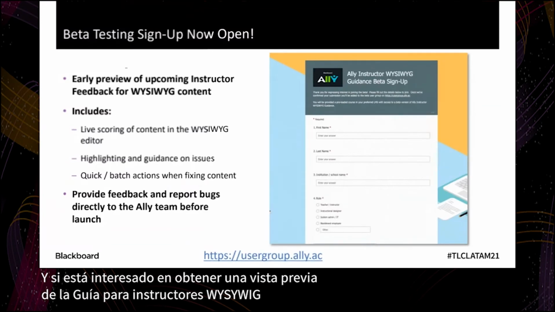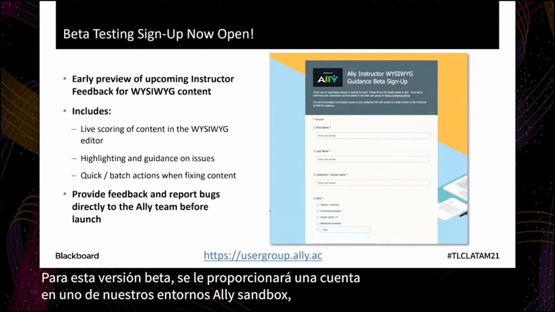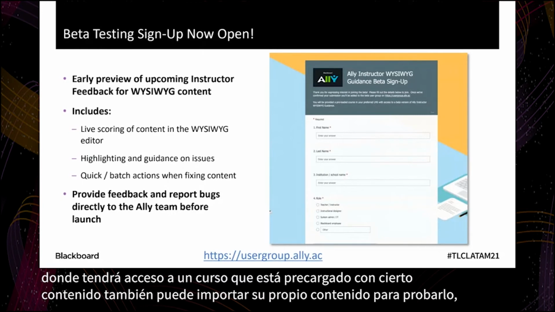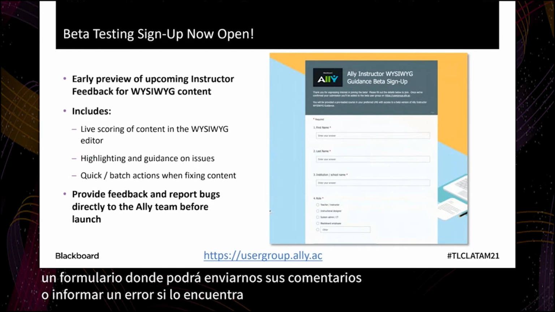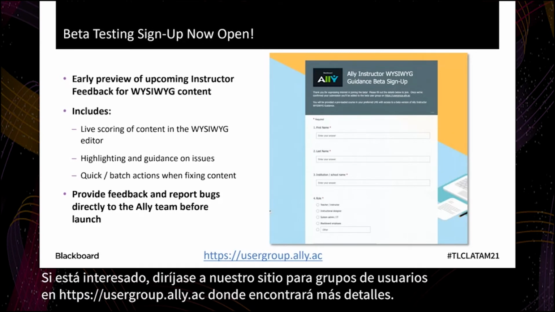If you're interested in getting a preview of instructor WYSIWYG guidance, we've opened up signups for beta testing inside of our Blackboard Ally user group. For this beta, you'll be provided an account on one of our Ally sandbox environments. You'll get access to a course that's preloaded with some content, and you can also import your own content to test it out. From there, you'll be able to provide us feedback or report a bug if you find one, all ahead of the general availability launch later this year. If you're interested, head to our user group site at usergroup.ally.ac, where you'll find some more details.